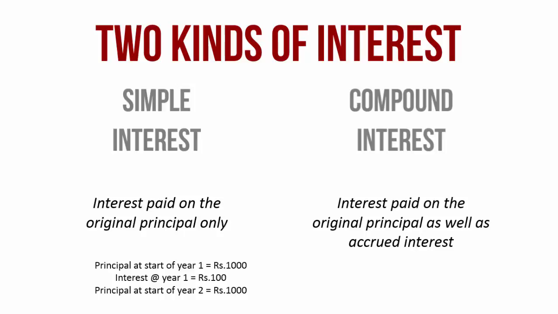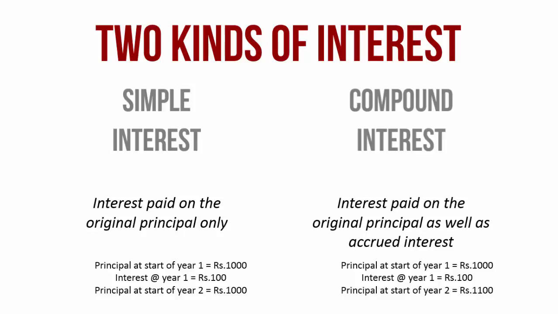On the other hand, in compound interest, if the principal at the start of year 1 is 1000, at an interest rate of 10%, let's say the interest you earn is 100. At the start of year 2, this interest is added to your principal. So your principal at the start of year 2 is 1100. That is, in year 2, you shall earn interest on the total amount, that is 1000 plus 100 equal to 1100. In the case of simple interest, you earn your interest only on the original principal, which was 1000 rupees.